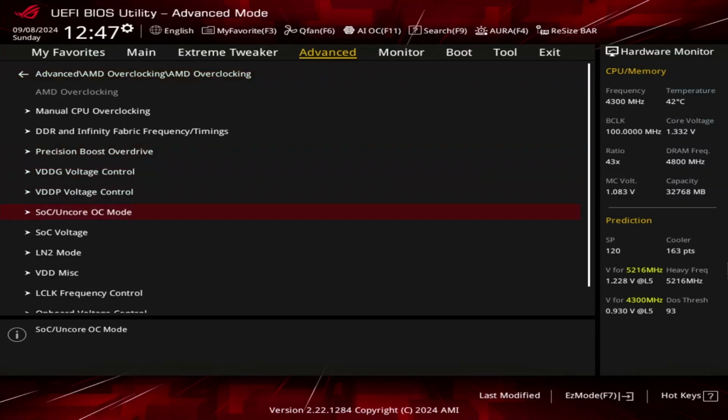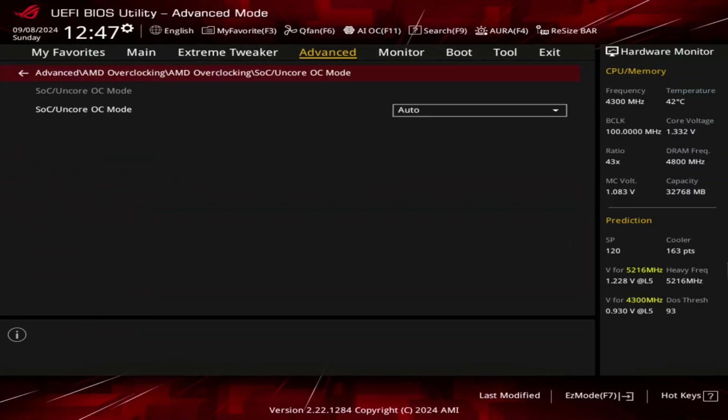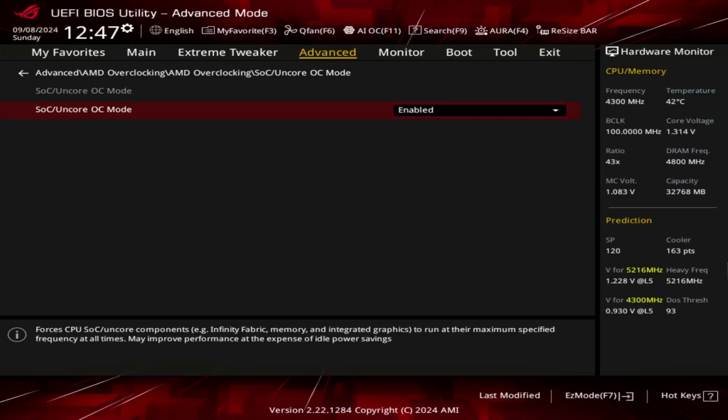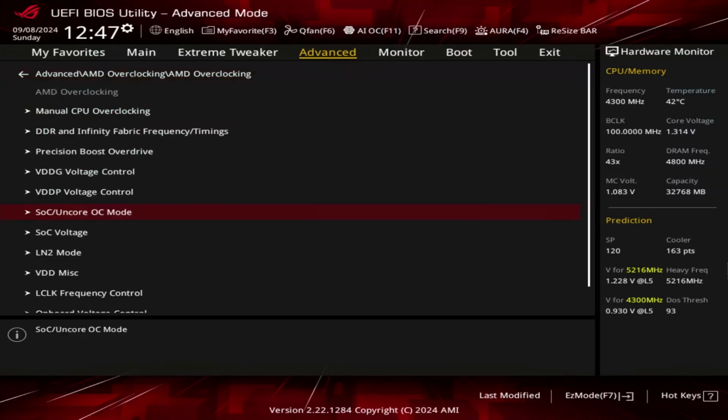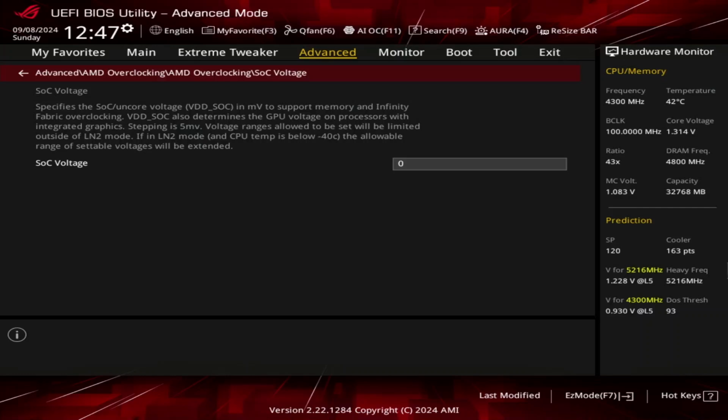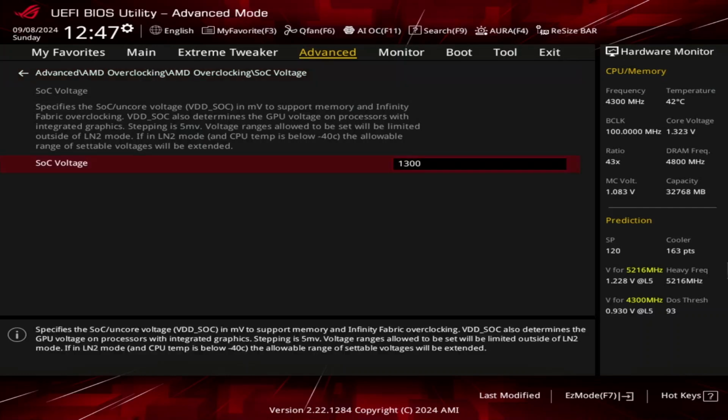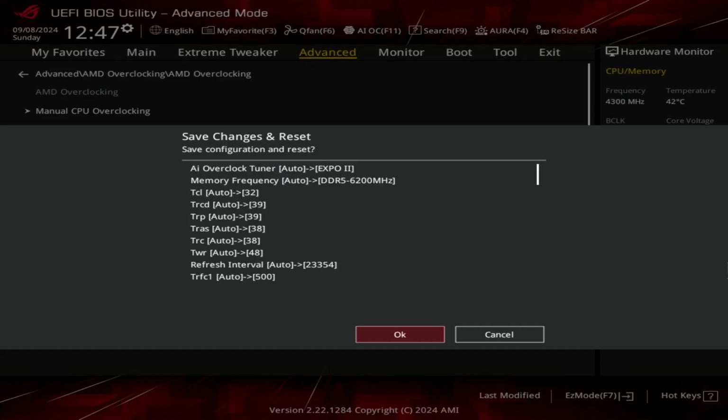Enter the SoC Encore OC mode submenu. Set SoC Encore OC mode to enabled. Leave the SoC Encore OC mode submenu. Enter the SoC voltage submenu. Set SoC voltage to 1300. Then save and exit the BIOS.